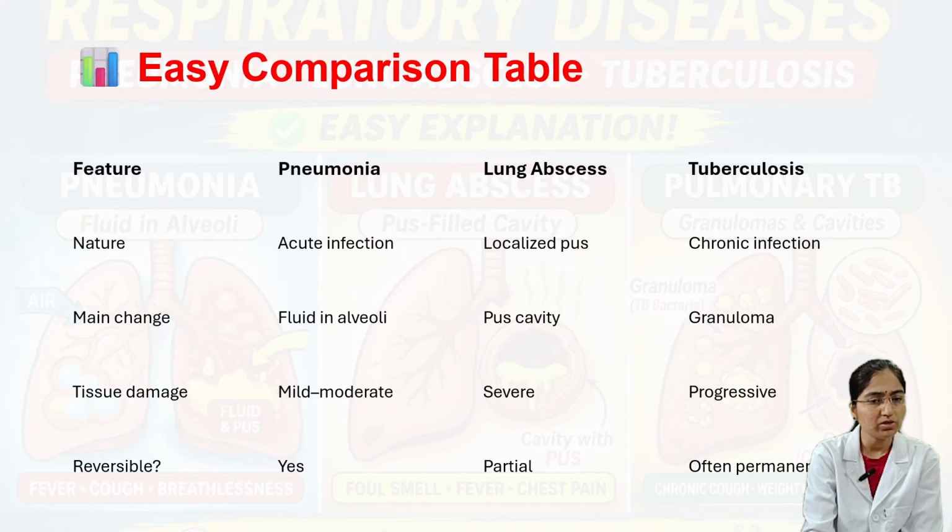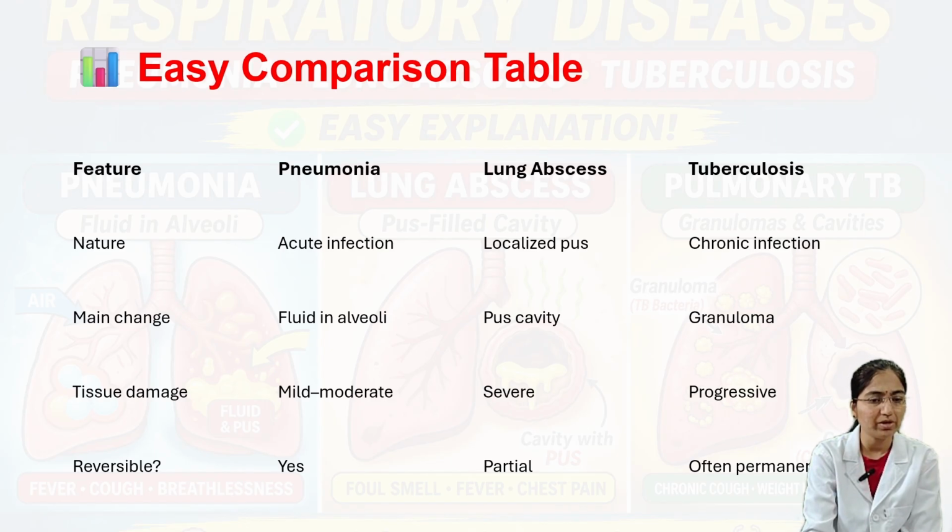Here you can observe this table, okay? Features and the differences between pneumonia, lung abscess and tuberculosis. First we'll see the feature, nature. Pneumonia is an acute infection, lung abscess is localized pus, and tuberculosis is a chronic infection. And then the main change in pneumonia is fluid in the alveoli, in lung abscess a pus cavity, and in tuberculosis granuloma formation.